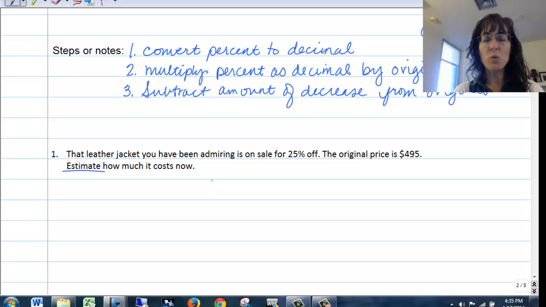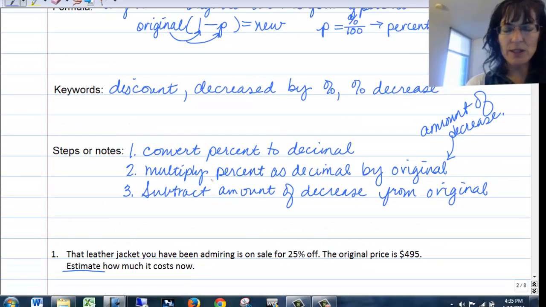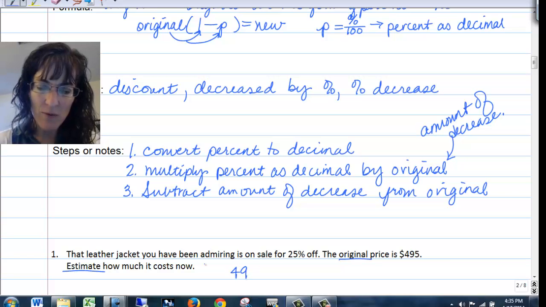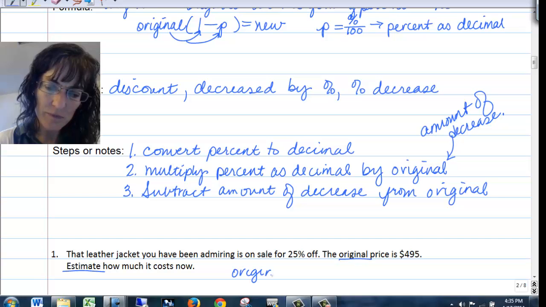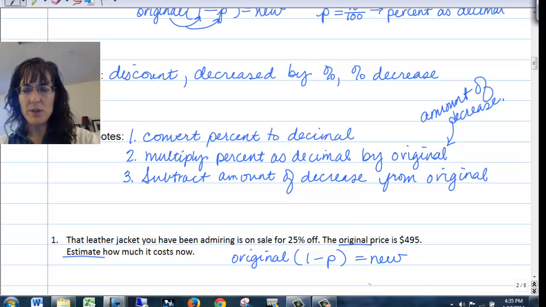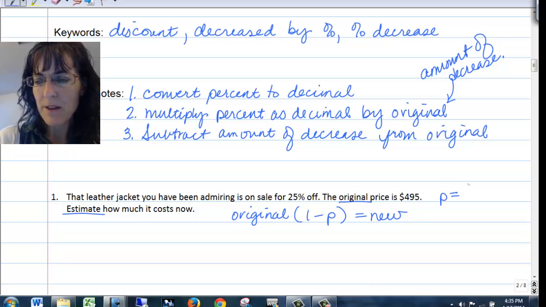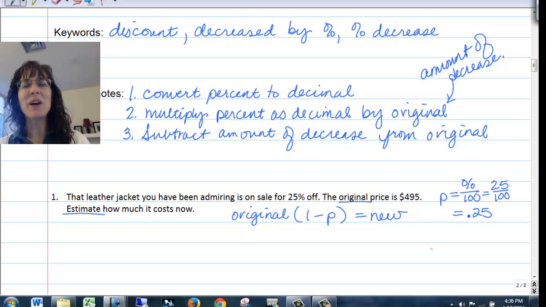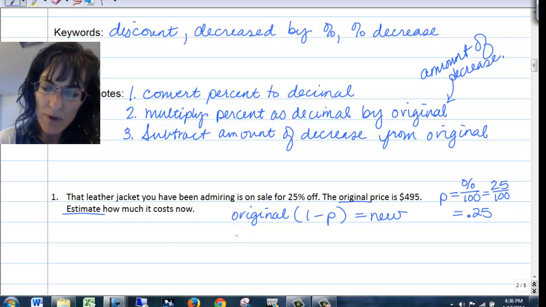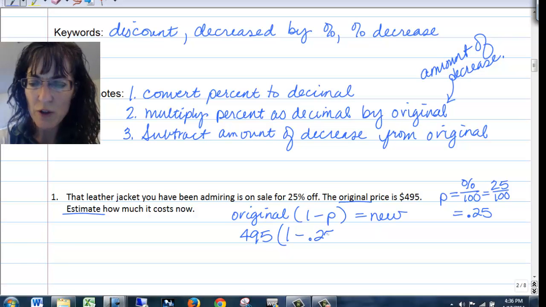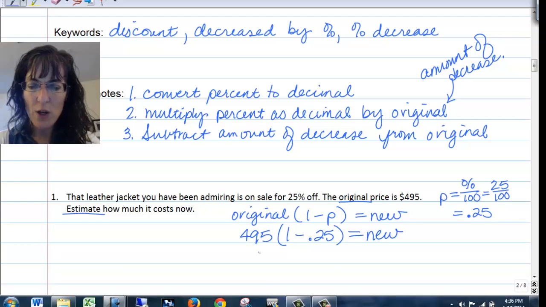And I am going to show you with the formula because I want you to see that used at least one time. So the original, and gosh, they even gave us the word original, that's helpful. So we put in 495, well, I'm going to write out the formula first. Original times 1 minus p equals new. And then I want to fill some things in. So my p, remember, is the percent over 100, so 25 over 100, which comes to 0.25. And we know divide by 100, move your decimal 2 places to the left. So I have the original 495 times the quantity 1 minus p, little p is 0.25, and that gives you new.